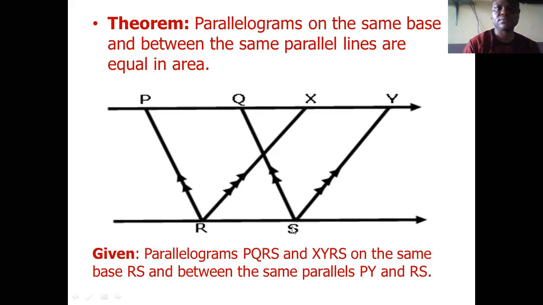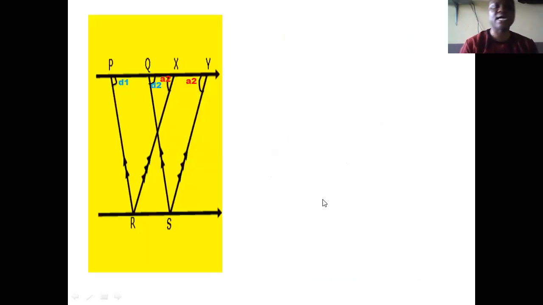According to the statement, parallelograms on the same base and between the same parallel lines are equal in area. So we want to prove that the area of PQRX is equal to the area of XYRX. So let's go. This is what I asked you to do by labeling the angles D1, D2, and sorry.